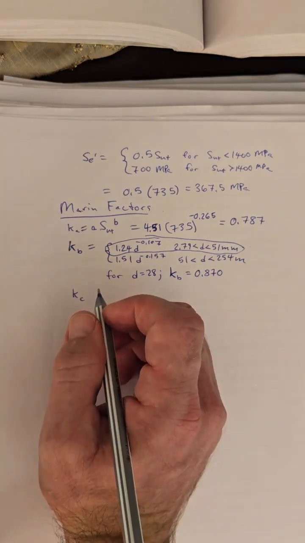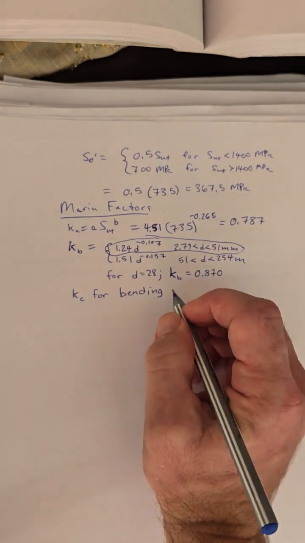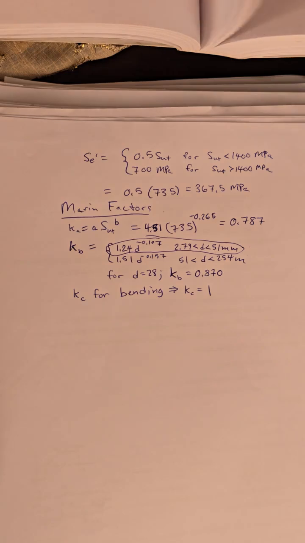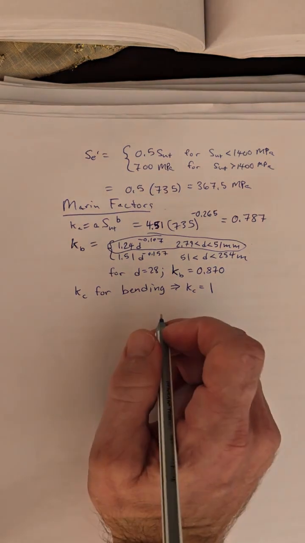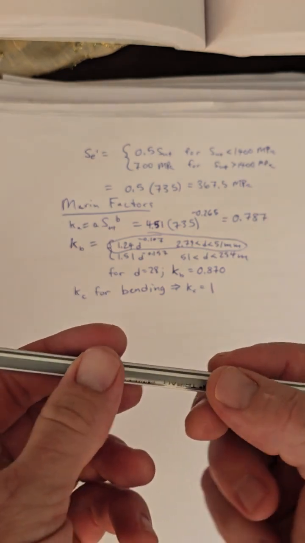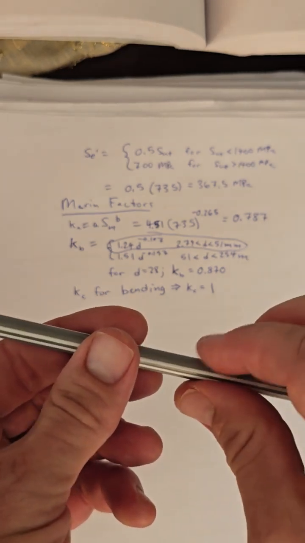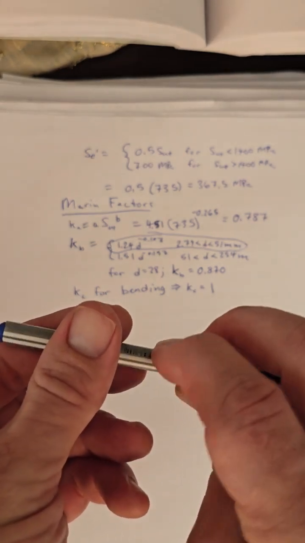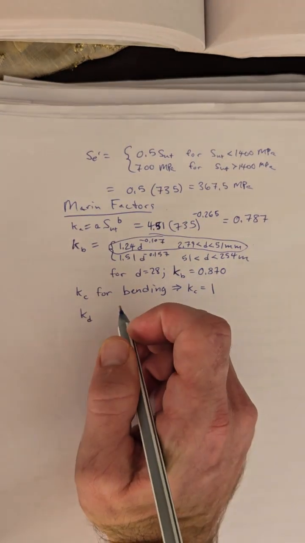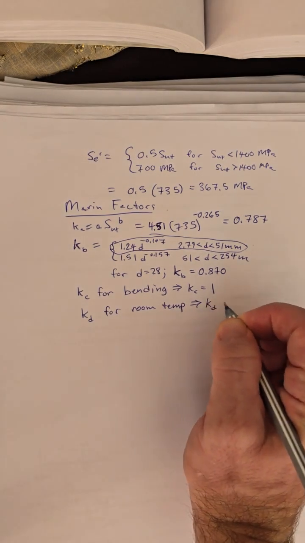Now K sub C is the load factor, and all of our fatigue is coming from bending. So for K sub C bending, the factor equals 1. If it was axial fatigue going back and forth with tension, then that would be 0.85. If the torsion was going back and forth, it would be 0.59. But ours is bending fatigue because this is rotating. So K sub C equals 1. K sub D is the temperature factor. We're at room temperature, so K sub D equals 1.